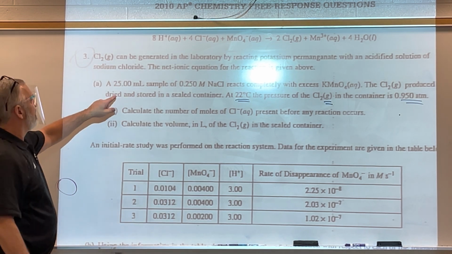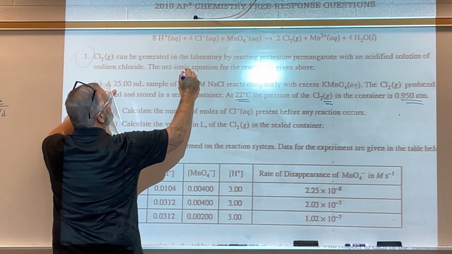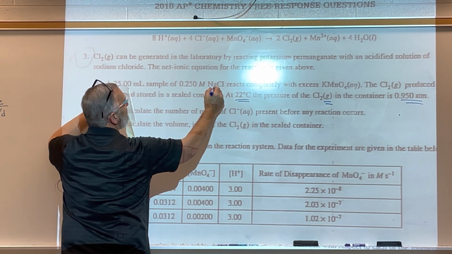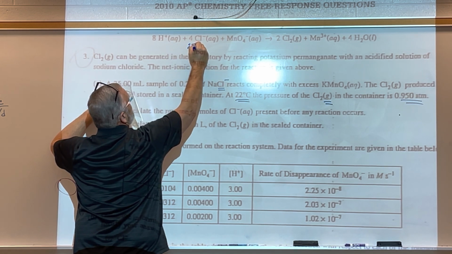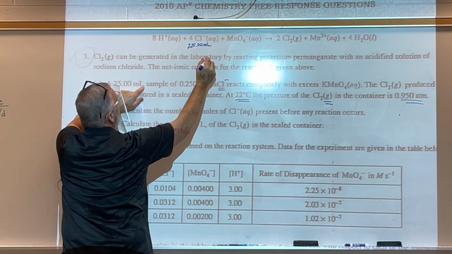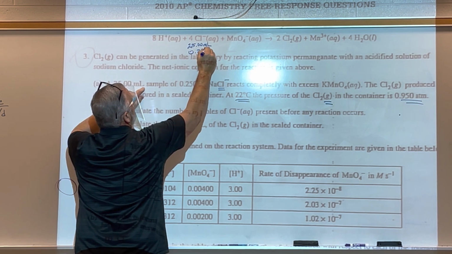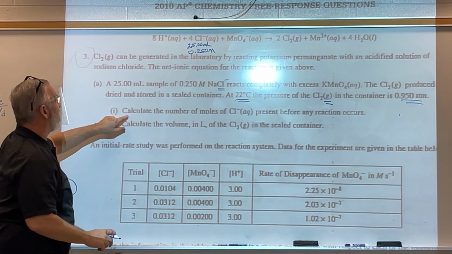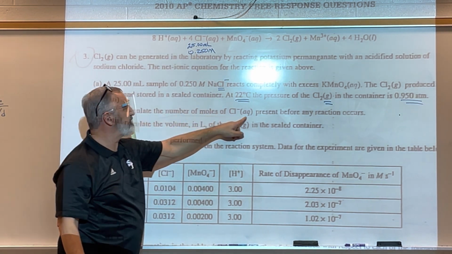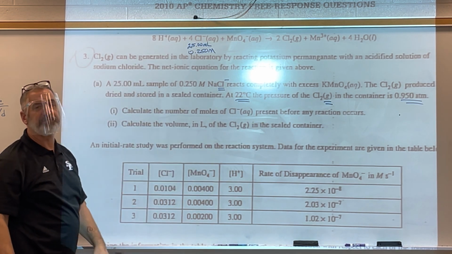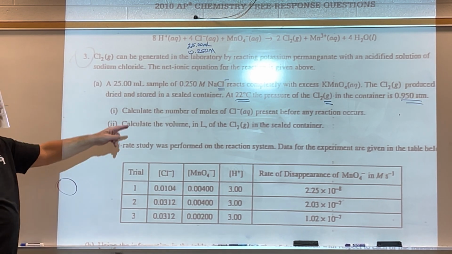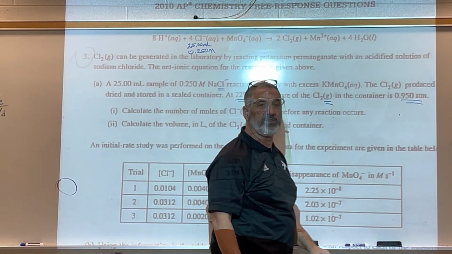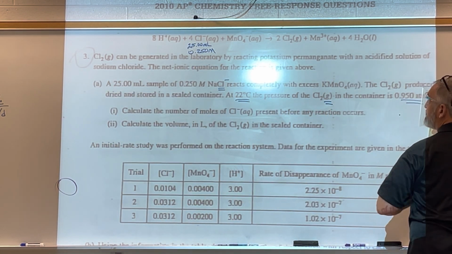Now, I have 25 milliliters of NaCl, this is going to be a spectator, so this is 25 milliliters of 0.25 molar, okay? Calculate the number of chloride ions present. How do I figure out the moles of chloride ion present? I have a volume and a molarity. You multiply. Molarity times volume equals moles.